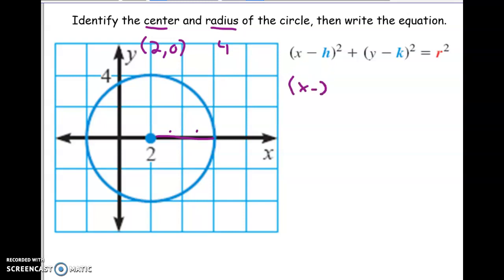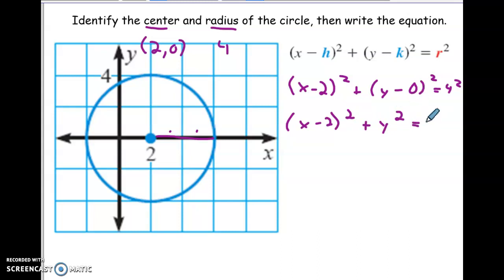And then you just plug it in. So x minus 2 quantity squared plus y minus 0 squared equals the radius of 4 squared. And again, if we clean it up a little bit, x minus 2 squared plus y squared, since y minus 0 is just y, and then 4 squared is 16. It's tempting for students here to want to make this into 2 and FOIL it out, but this is just how the equation of a circle looks, so just leave it in that form.